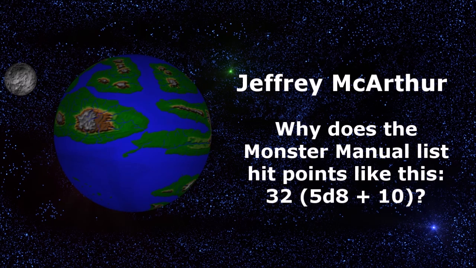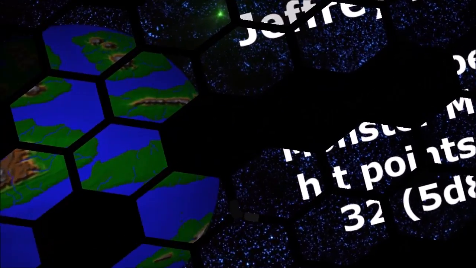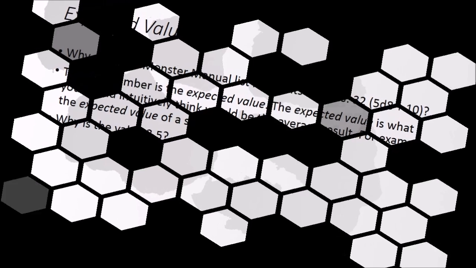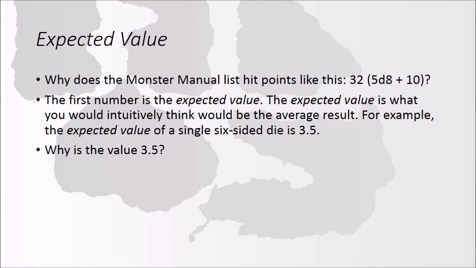The Monster Manual lists hit points in an unusual way that some people aren't familiar with. What the Monster Manual does is it lists an expected value and an equation for how it determined that expected value. So, for example, the expected value of a six-sided die is 3.5. Why is it 3.5?